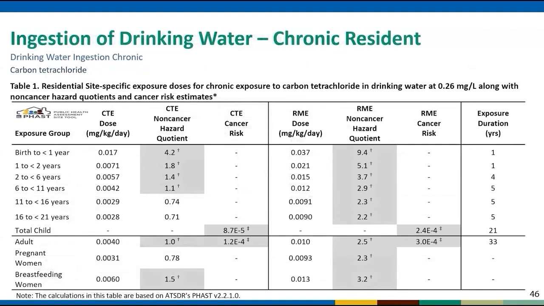The chronic results for the ingestion of drinking water for residents is shown in this table from FAST. We do have CTE and RME hazard quotients that exceed 1 for most of our exposure groups. The highest RME HQ is 9.4 for the birth to less than 1 year age group, and that's understandable. That age group represents an infant whose diet is primarily liquid consisting of formula made using tap water.